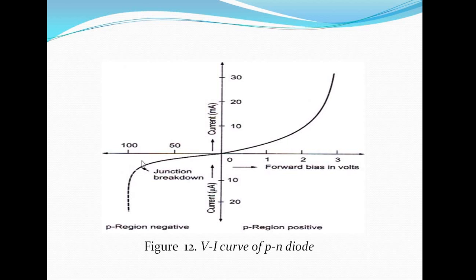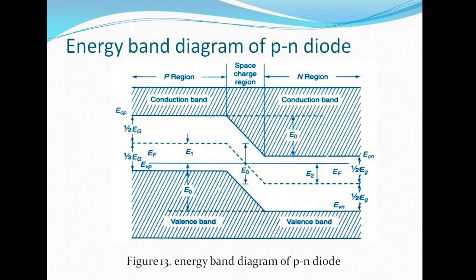Okay, this is the VI characteristics of the PN junction diode, and this is the energy band diagram of the PN junction diode. Here we take the p-type region on this side, and this side is the n-type region. This is the valence band of the p-type, and this is the valence band of the n-type, and this is the conduction band of the p-type, and this is the conduction band of the n-type. When these two are in contact, the energy levels are like this. There is some energy gap E0. This is the Fermi energy level, exactly half.